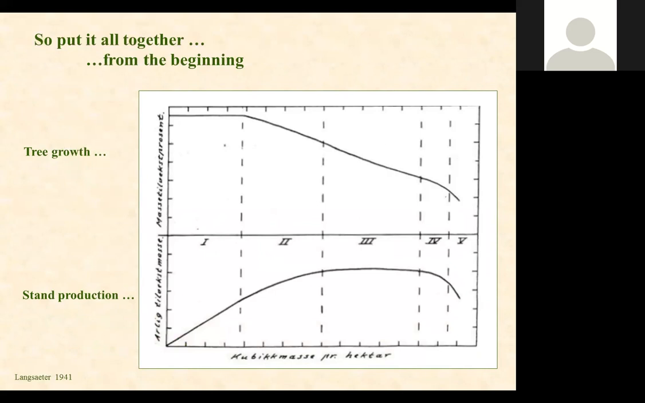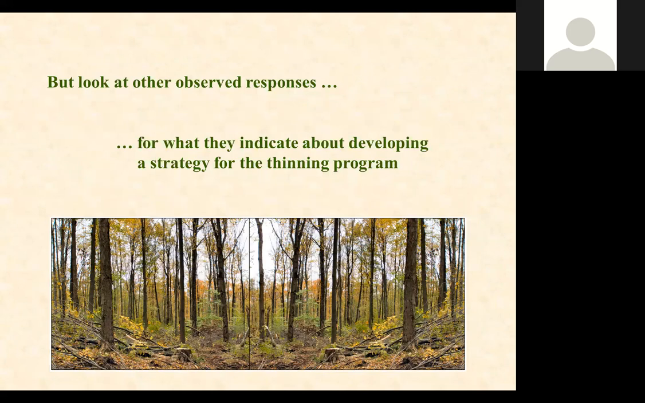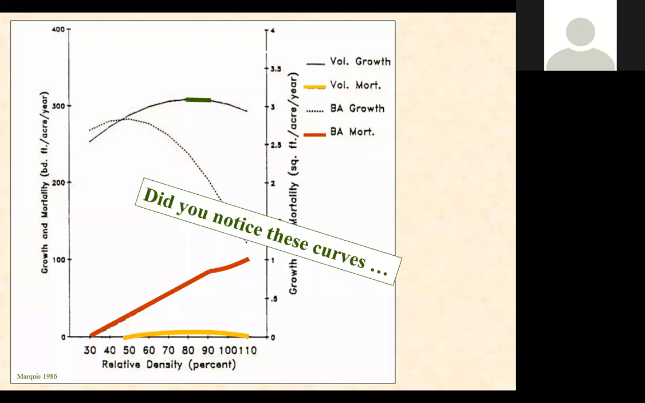Well, let's look at some other tree responses and what they may indicate about the thinning strategy that we want to develop. Did you notice these two bottom curves in the Marquis diagram? The red one shows basal area mortality, and it continues to increase. But notice the bottom curve in yellow or orangish yellow. At low levels of stocking, you get very little volume growth. This is board foot volume.